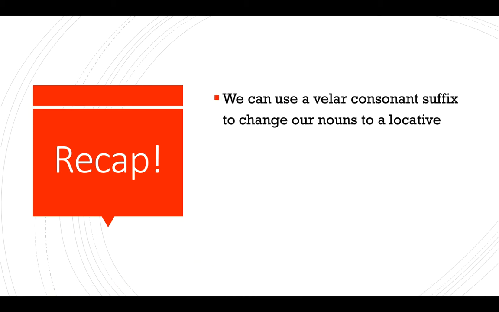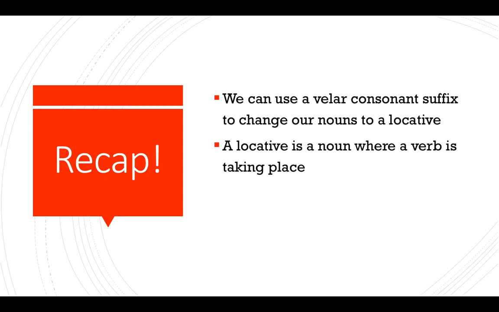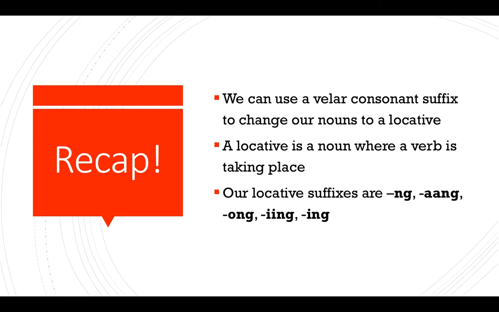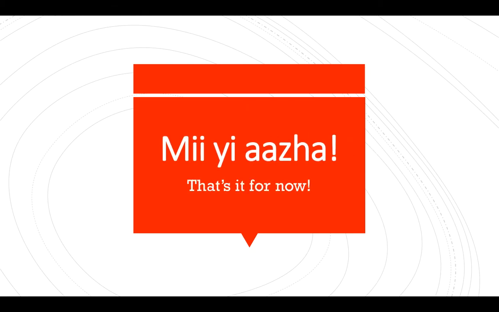So recap time. We can use a vowel consonant suffix to change our nouns to a locative. A locative is a noun where a verb is taking place. Our locative suffixes are ng, aang, ong, iing, and our most popular, ing. Miigwech, that's it for now. Now let's go over the worksheet so you know what's expected on there.